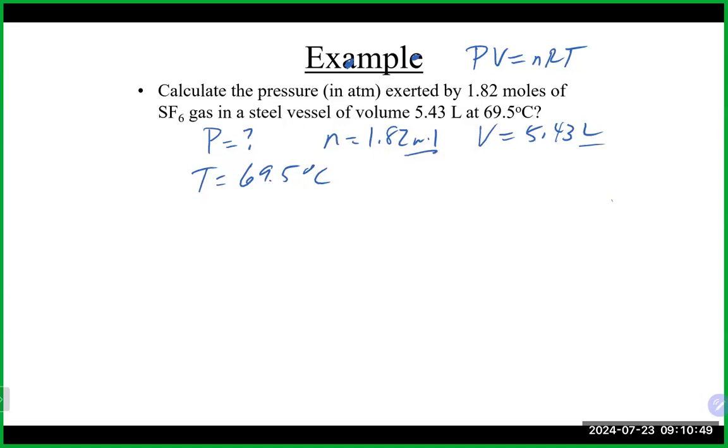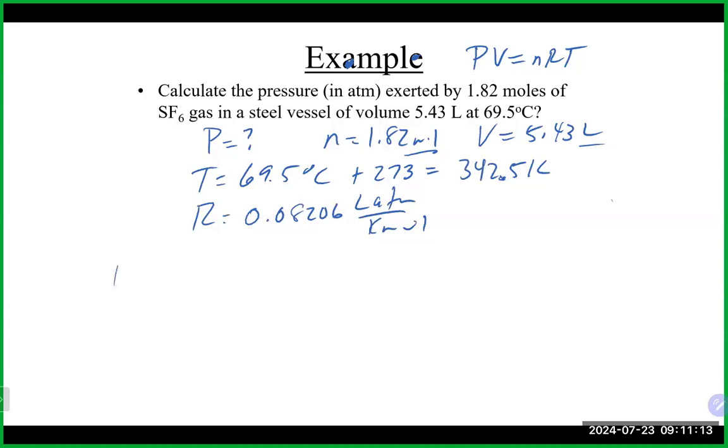The volume is in liters. We do, like everything else, need to convert our temperature into Kelvin. So we're going to do 273 plus 69.5, and that's going to give us 342.5 Kelvin. Remember, never given to you usually, but you always do have your gas constant available to you. And now we can use our PV equals nRT. In this case, we're going to divide our volume to the other side, which gives us pressure equals nRT divided by V.